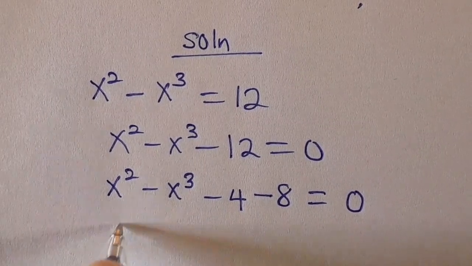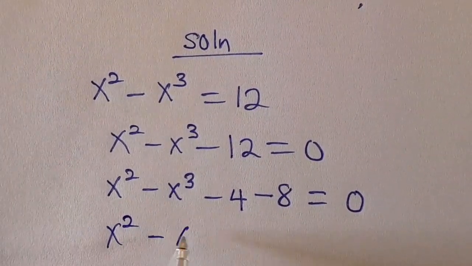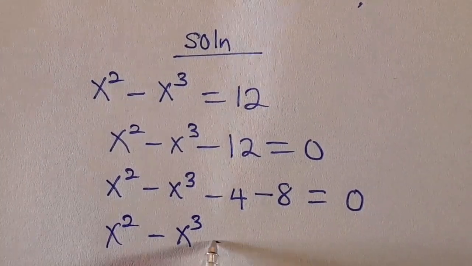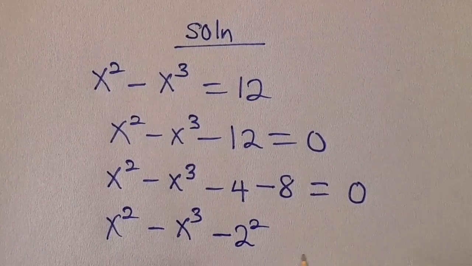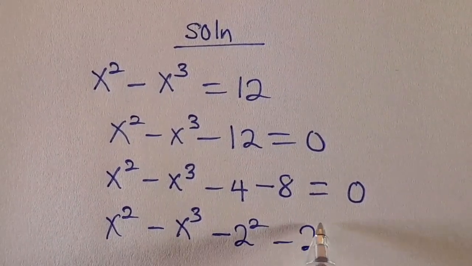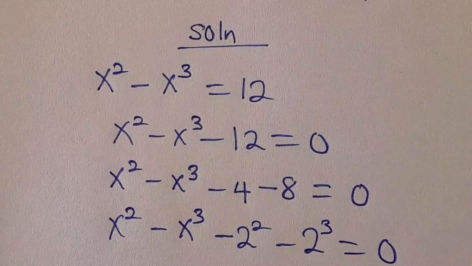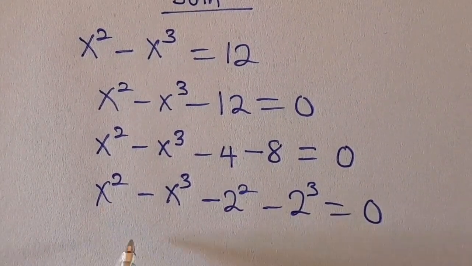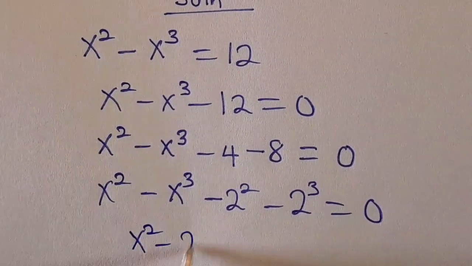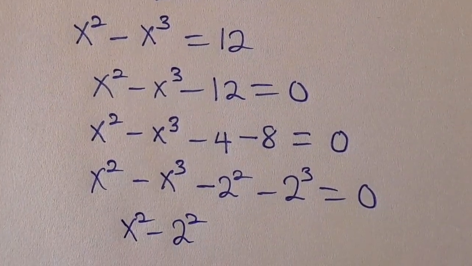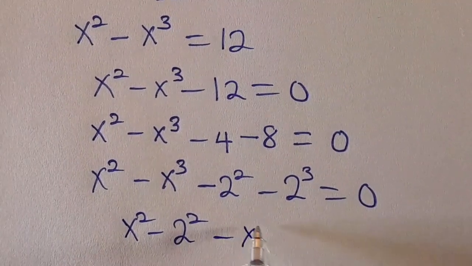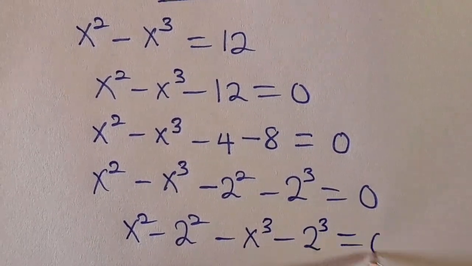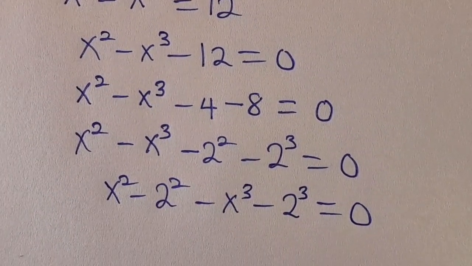So now we have x squared minus x cubed. We can have 4 in base 2 as 2 raised to power 2, and this as well we can have it to be 2 raised to power 3. Then we have everything to be equal to 0. Now let's take this together with this. We have x squared minus 2 squared, then minus x cubed minus 2 raised to power 3. We have everything to be equal to 0.